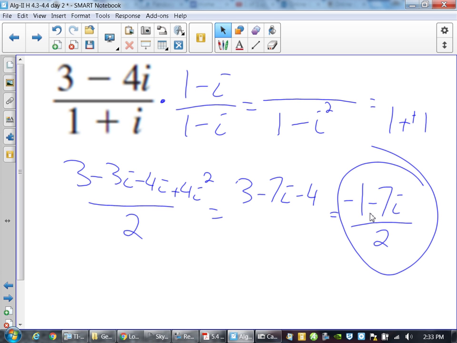What happened with 4? It was 4 times I squared, so it's 4 times negative 1, so it became negative 4. 3 minus 4 is negative 1. Yeah, I just combined them up.